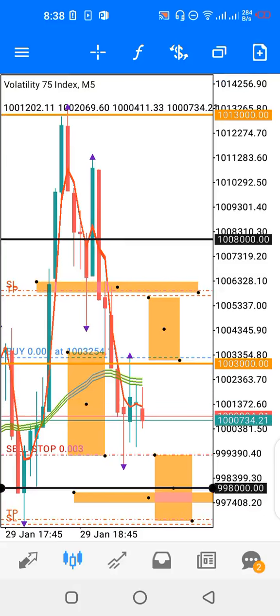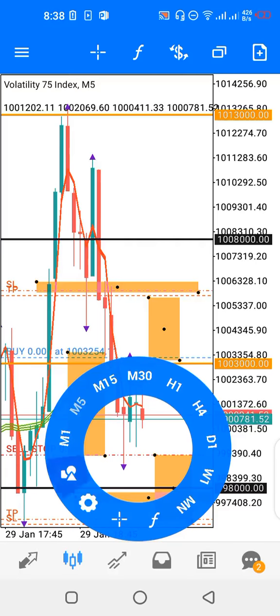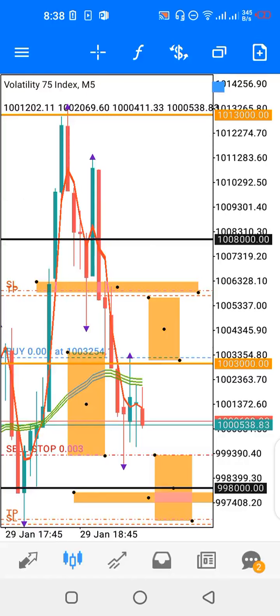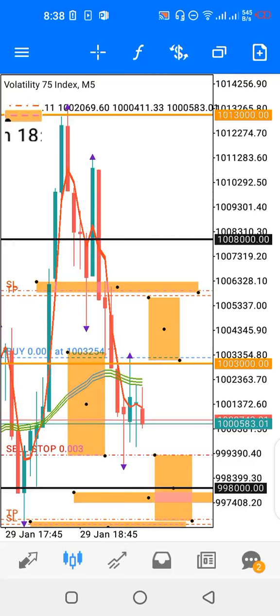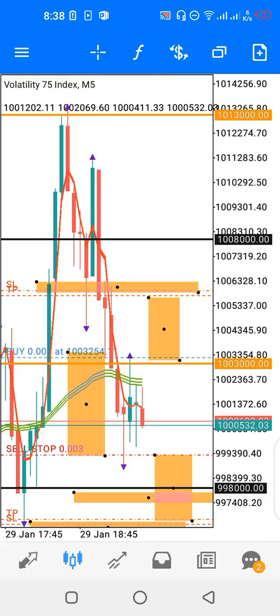And for the stop loss below my TP around here, I have another 200 points.